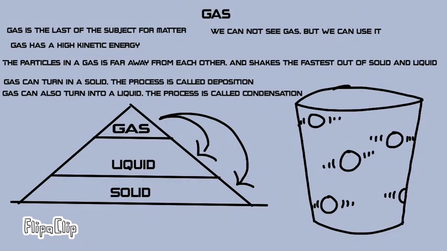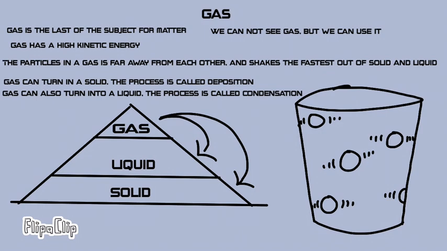Gas. Gas is the last of the states of matter. We cannot see gas, but we can use it. Gas has a high kinetic energy. The particles in the gas are far away from each other and shake the fastest out of a solid and liquid. Gas can turn into a solid. This process is called deposition.